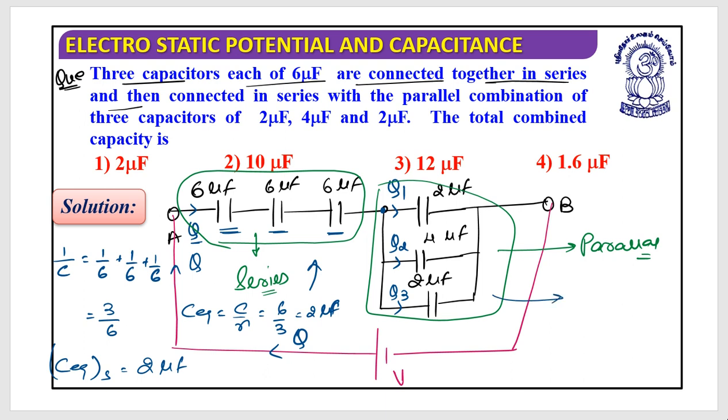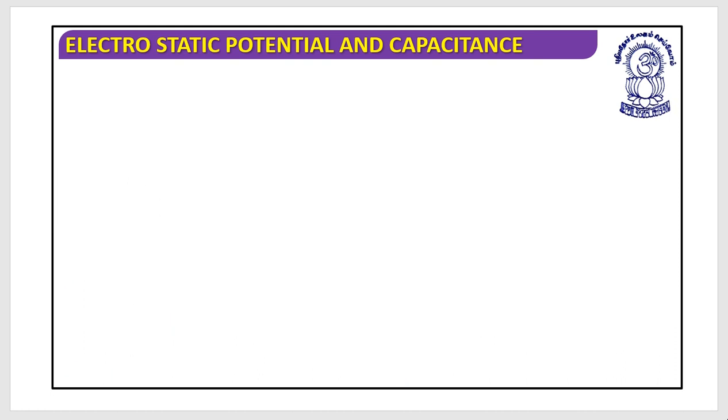Now let's find the equivalent of this. These three are connected in parallel, and when they are connected in parallel, you need to simply add them. It's 2 plus 2 is 4, 4 plus 4, it's 8 microfarad. So the situation would be that this is 2 microfarad, and this is 8 microfarad. This is your terminal A, this is your terminal B. You require C_AB, or the equivalent capacity between A and B.